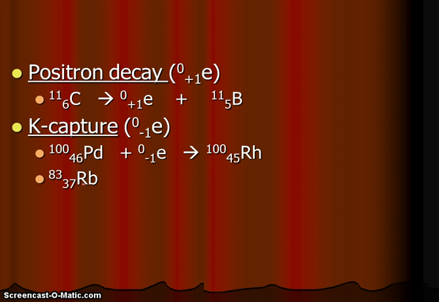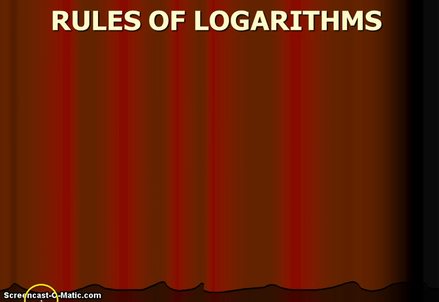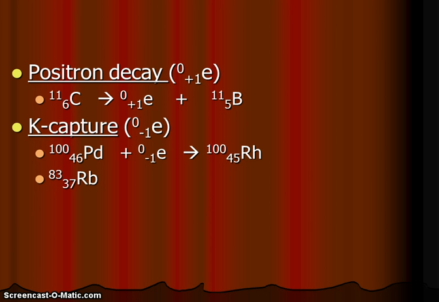So let's say we've got rubidium 83, and we're told that it goes through a positron decay. We can figure out what it transmutates into. Okay, so we've got 0 minus 1. So 83 plus 0 gives us 83. 37 minus 1 gives us 36. And we're looking at krypton.